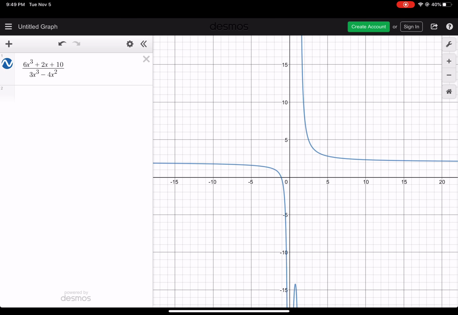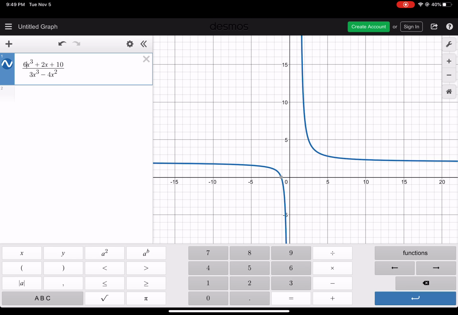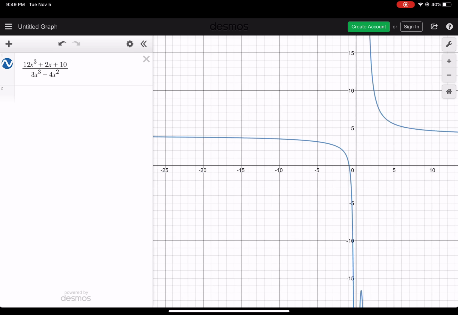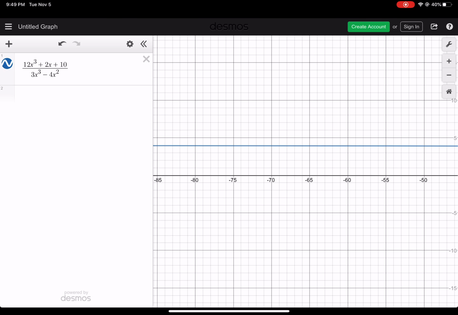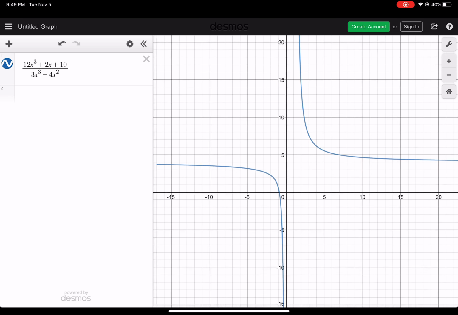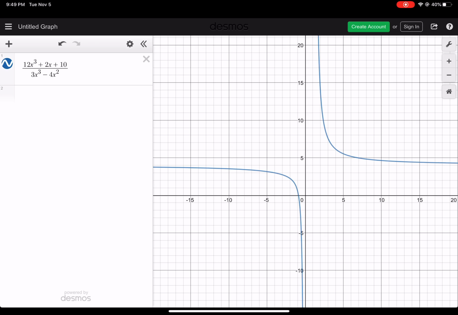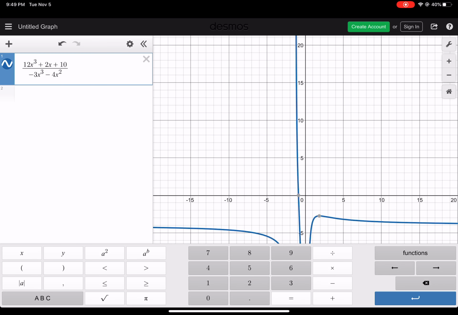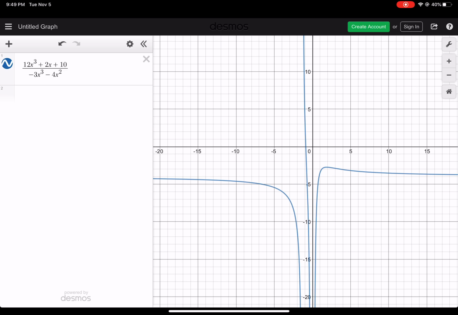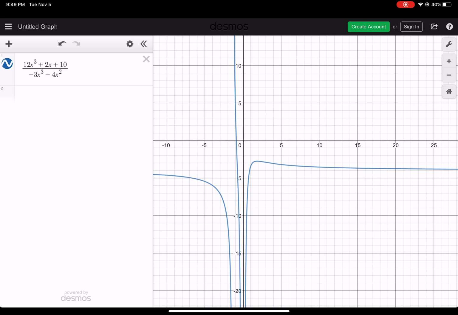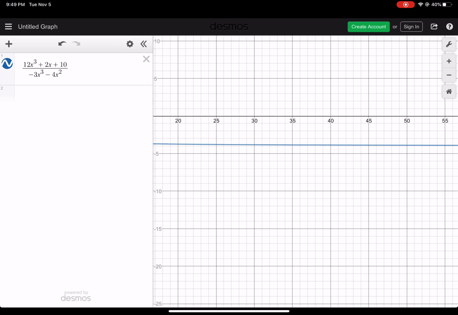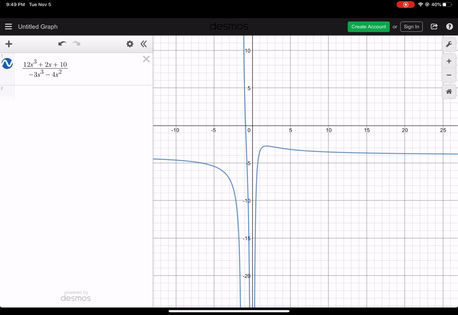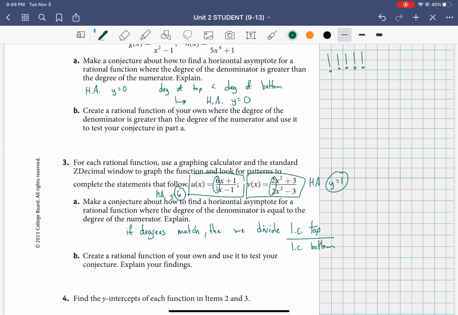And we can keep playing around to see if this is going to hold true. Let's try 12. 12 divided by 3 is 4. If we look at the left or the right, our horizontal asymptote is now 4. So it seems to be working even if we have negatives here. All right. 12 divided by negative 3 is negative 4. And if we go far enough to the right or to the left, we'll get a horizontal asymptote at y equals negative 4. All right, so this holds true.